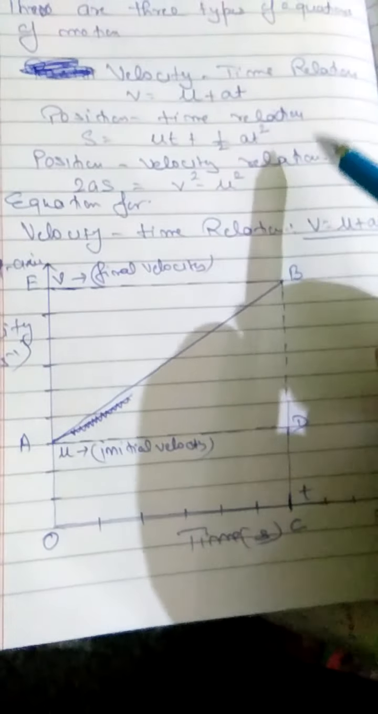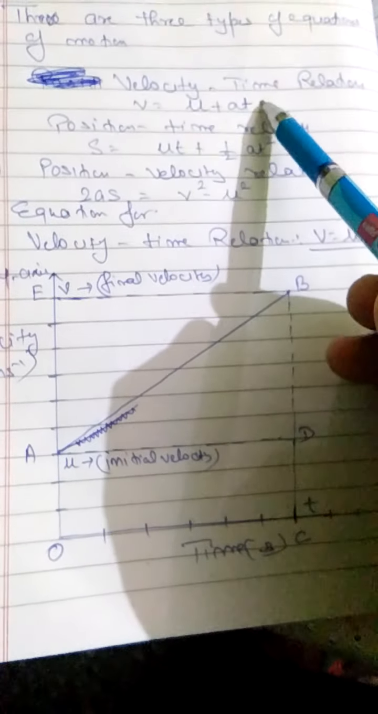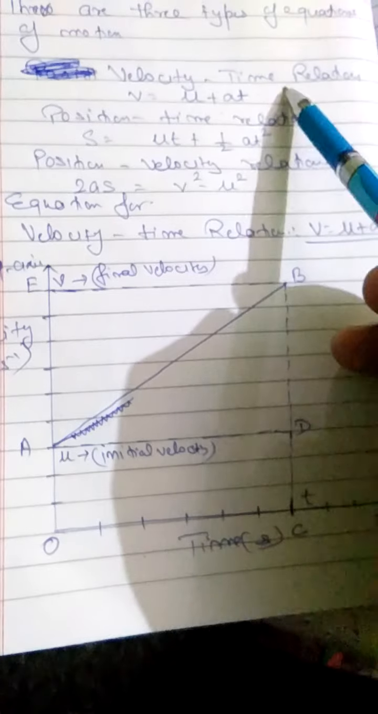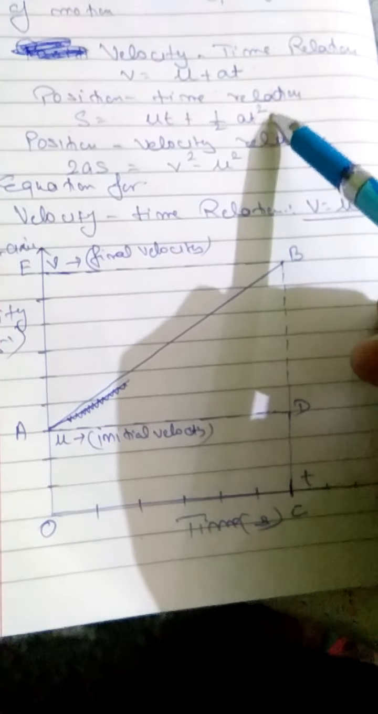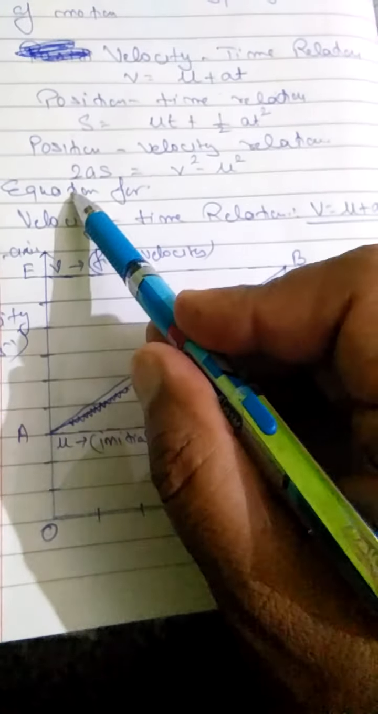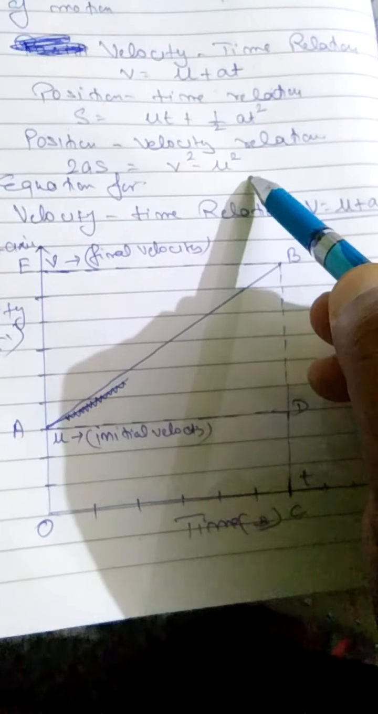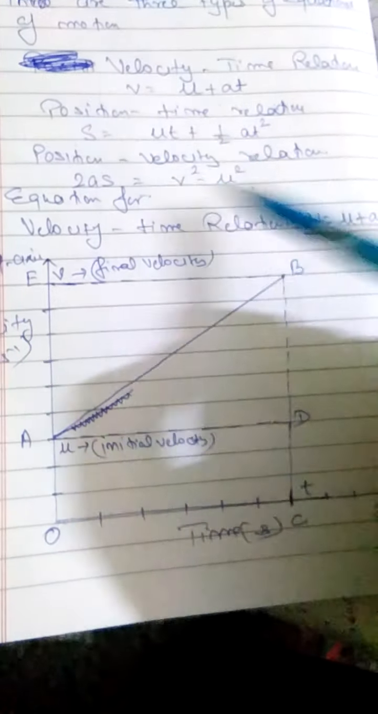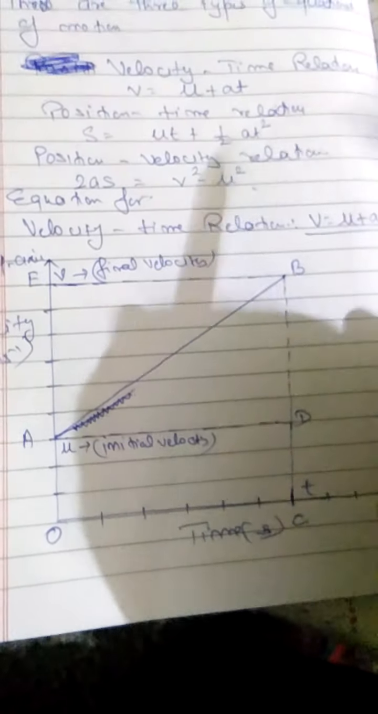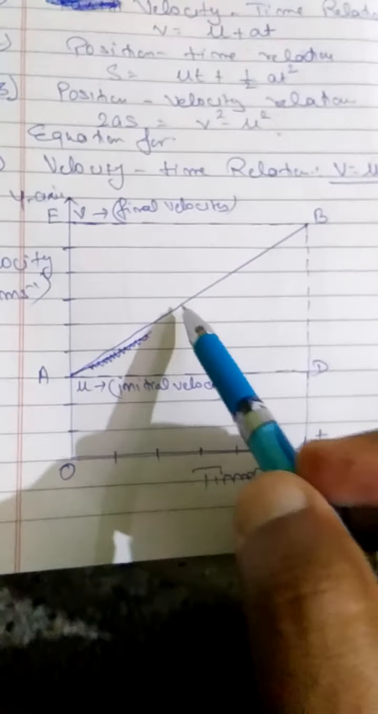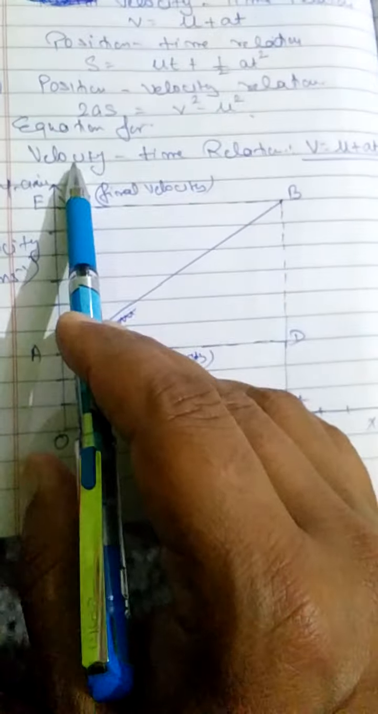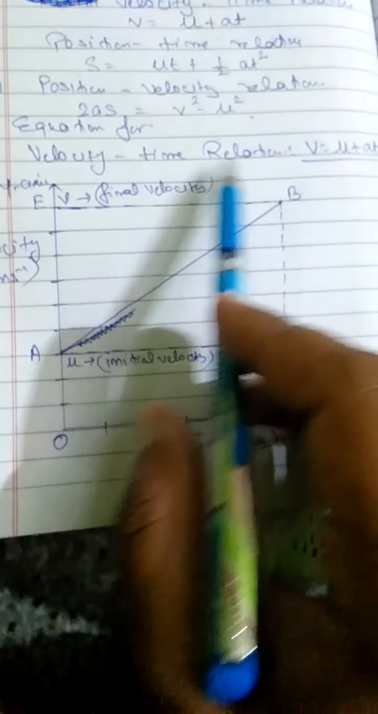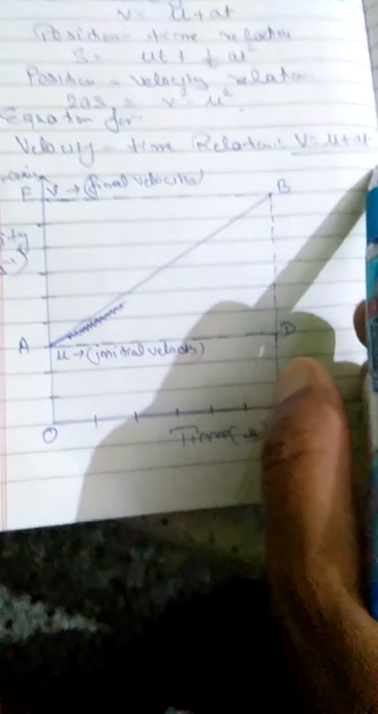Now we will give the graphical proof of these equations, that is v is equal to u plus at, s is equal to ut plus half at square, and 2as is equal to v square minus u square. We will prove all these equations separately one by one. So first of all we will look at the first proof, the equation for velocity time relation, that is v is equal to u plus at. We will prove this.